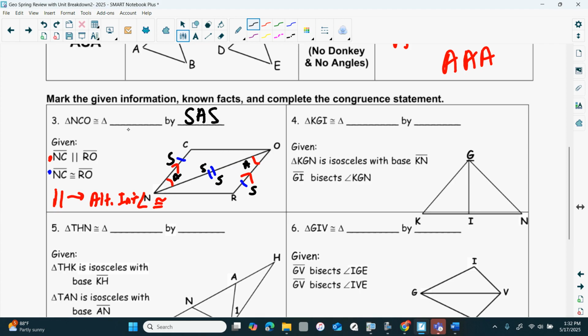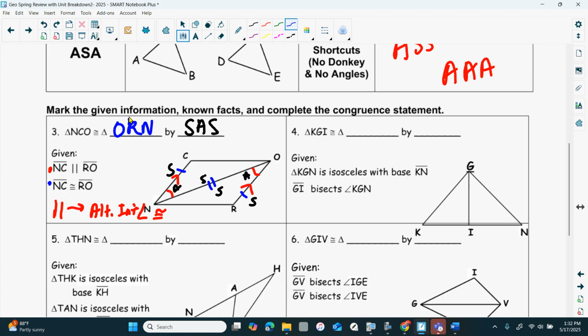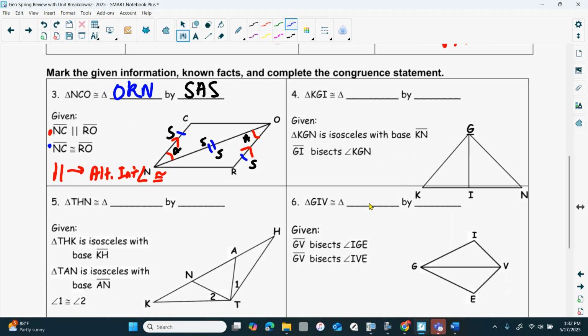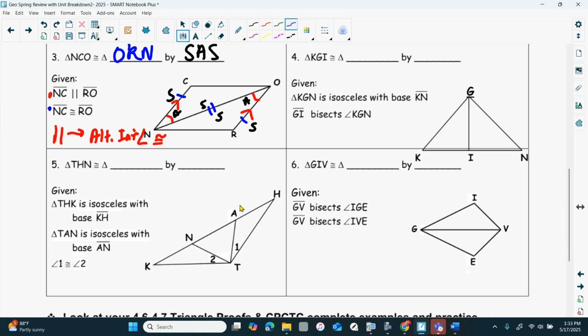And then the next thing is you've got to remember order matters. So if I'm saying from N to C to O, that means I went through the arrow and the tick mark. So I have to go from O to R to N. Okay. So try to see if you can fill in the markings and then complete the congruency statement.